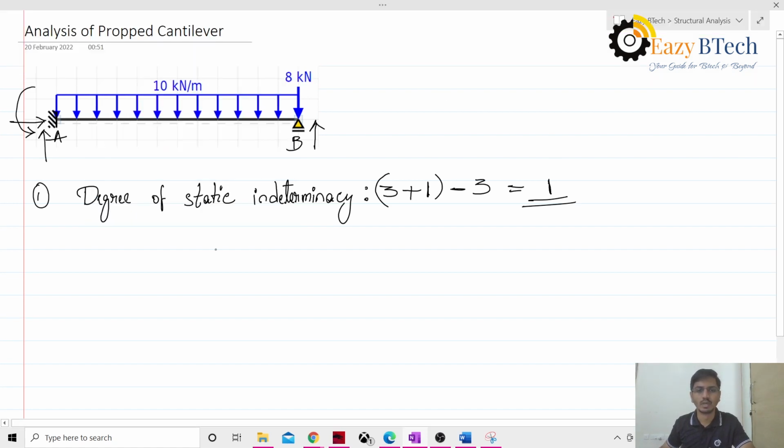Now, the second step is to find out its reactions. Since we need an additional equation, we need to develop this additional equation. So how to develop this? Here we are going to use the principle known as the principle of superposition.